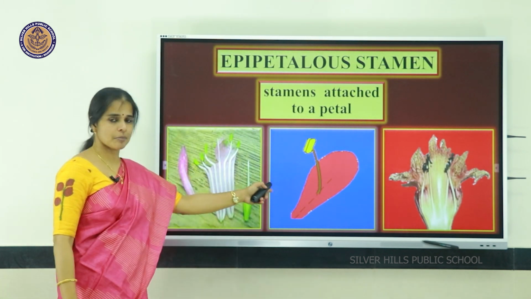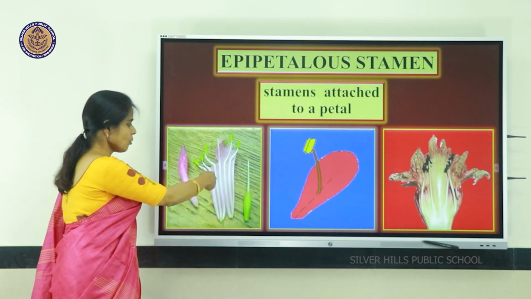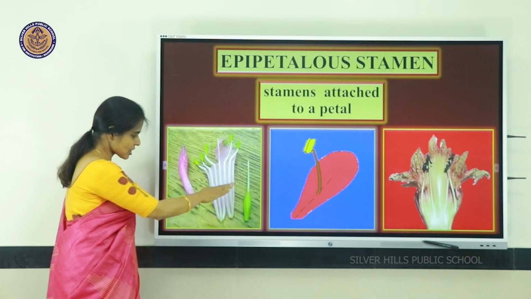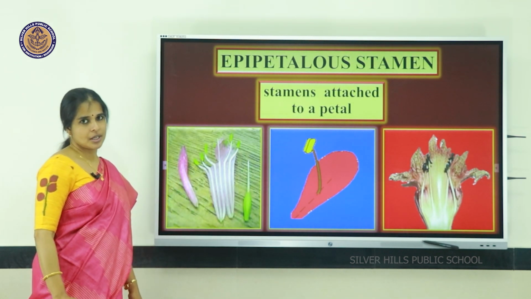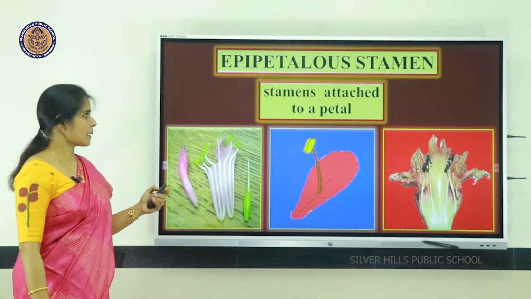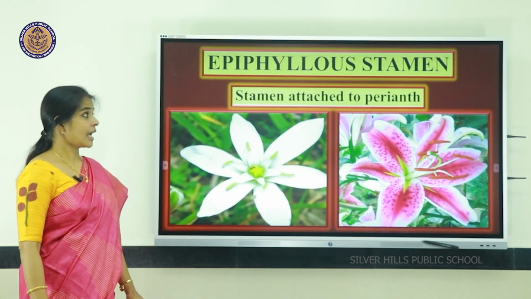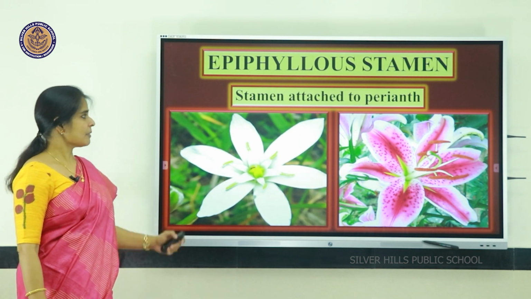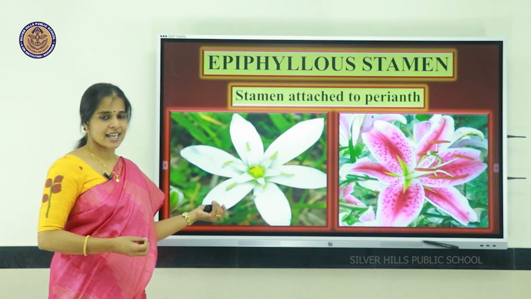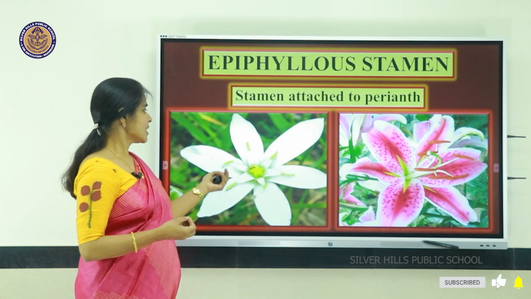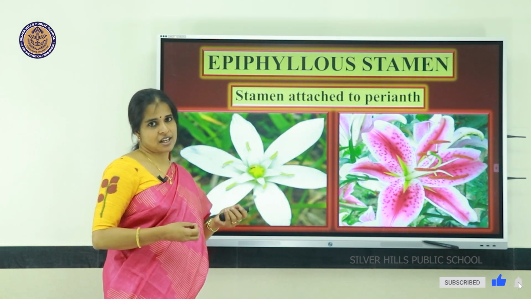You can see I have kept so many pictures here of how the stamens are attached to the petal. On the petal only the stamens are attached. Such cases we call epipetalous stamen. Next is epiphyllous stamen. Epiphyllous stamen means, in the same way as the epipetalous stamen is present here, the stamens are attached to the perianth.